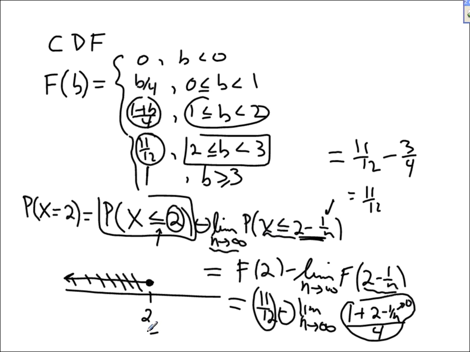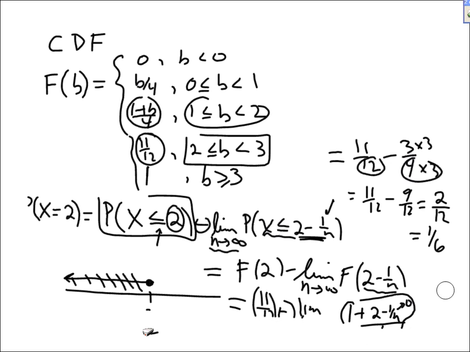3/4, if I multiply top and bottom by 3, so these denominators are the same, get 11 over 12 minus 9 over 12. 11 minus 9 is 2 over 12, which is 1 over 6. The probability that x is exactly 2, given this cumulative distribution formula, is 1/6. Okay, let's do 2 more of these.